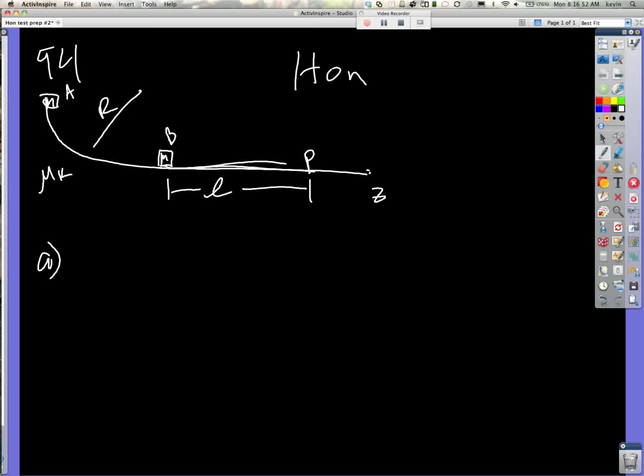So then I can say mechanical energy initial equals mechanical energy final. What's the energy in the squared? The m's cancel, and we get v is the square root of 2gh.